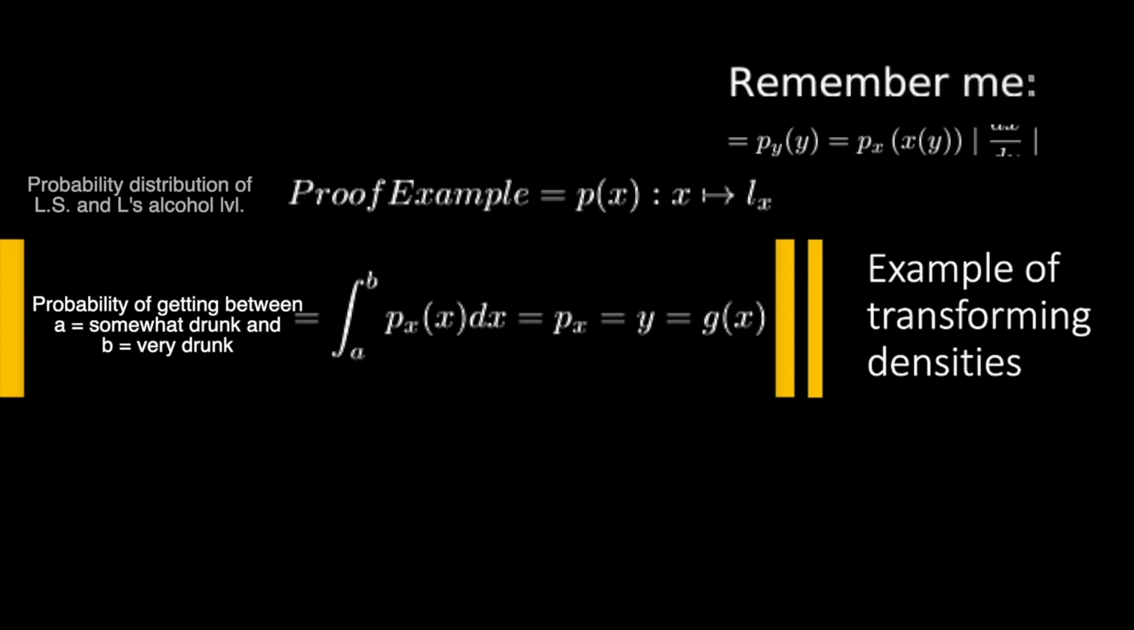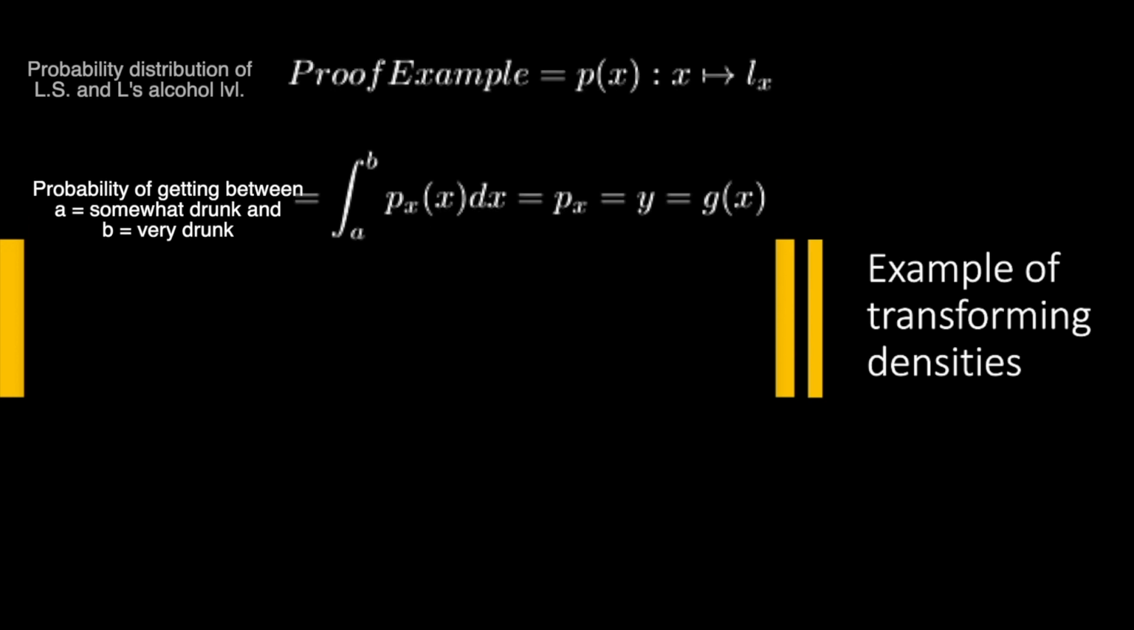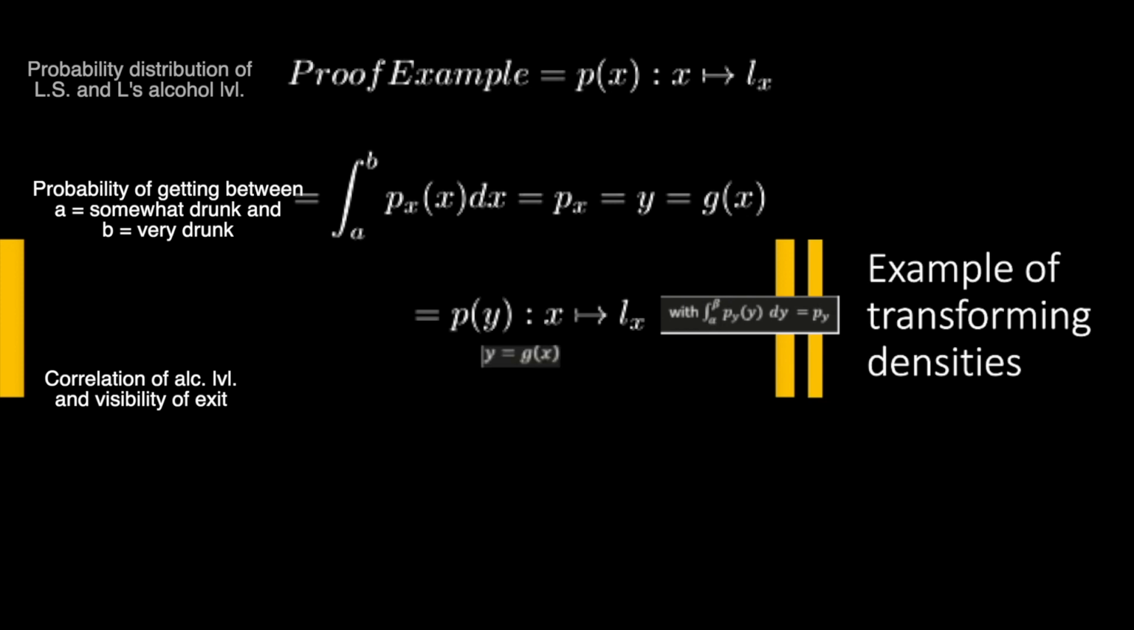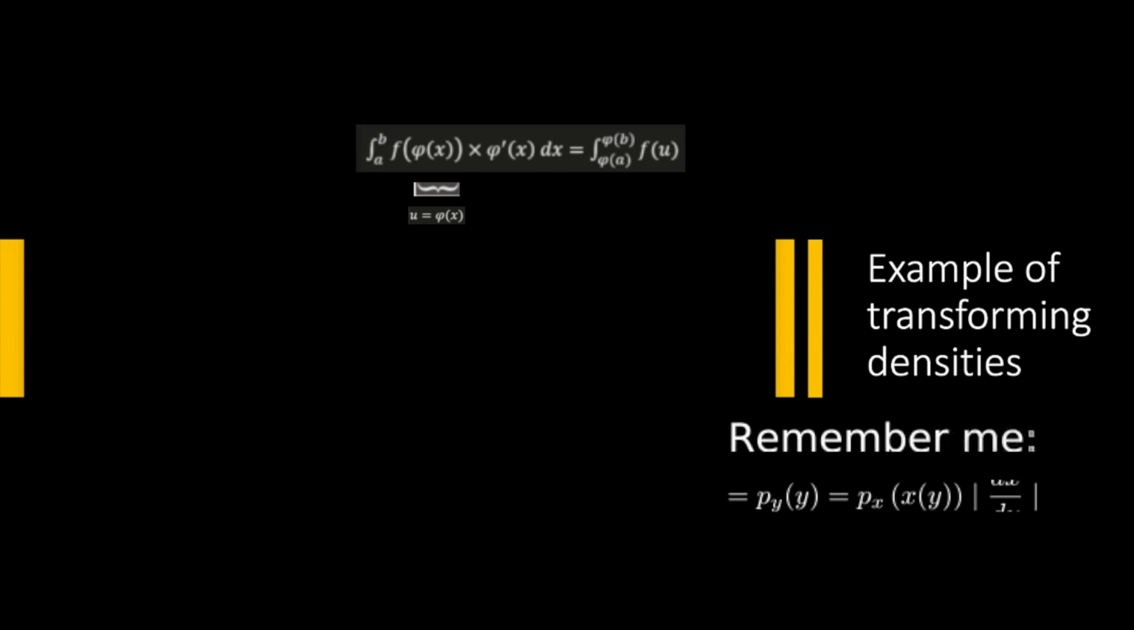And he's so friendly that he can even draw a corresponding function, g of x. From his experience, he can tell that the amount of visibility of the exit correlates with the alcohol level. g of x assigns to every level of alcohol x a value of visibility, y equals g of x. Given these two functions, we want to compute the probability distribution of the visibility. And you may pause now to apply the density transformation yourself.